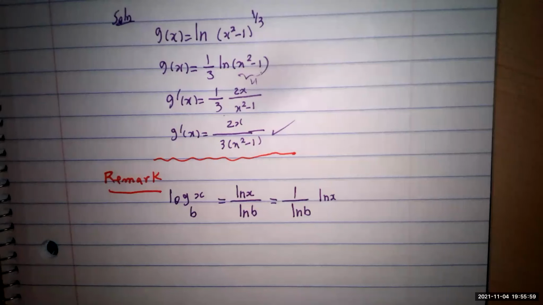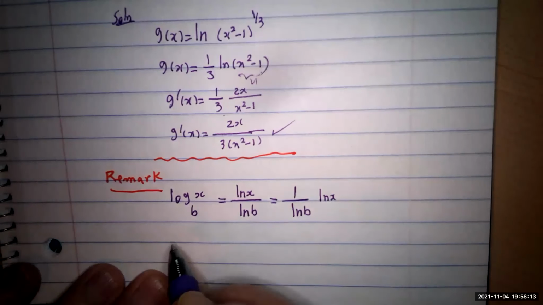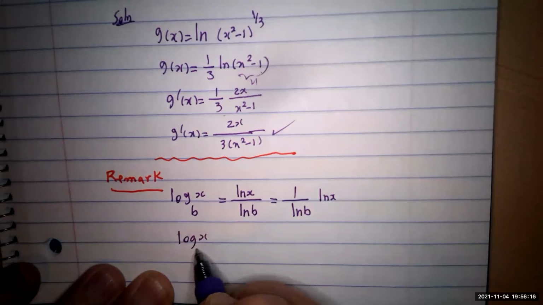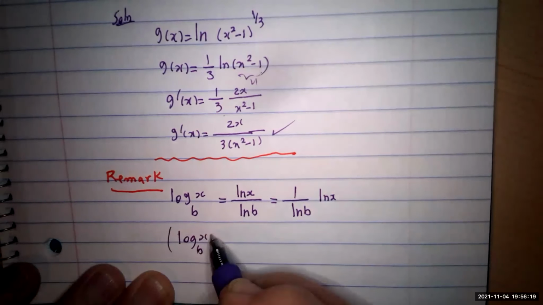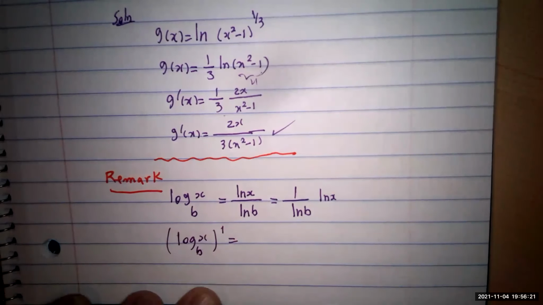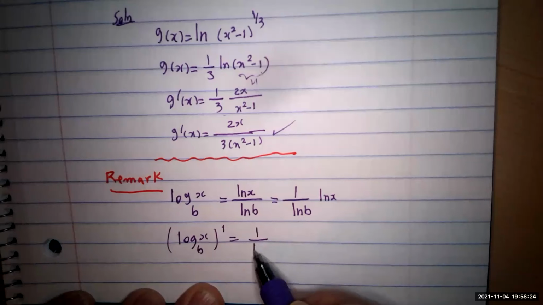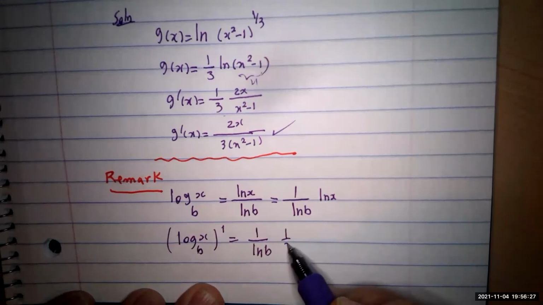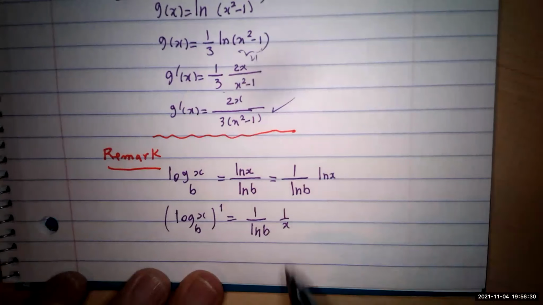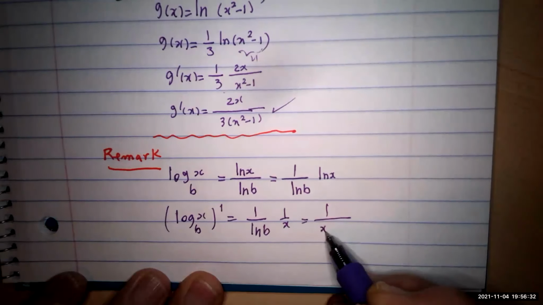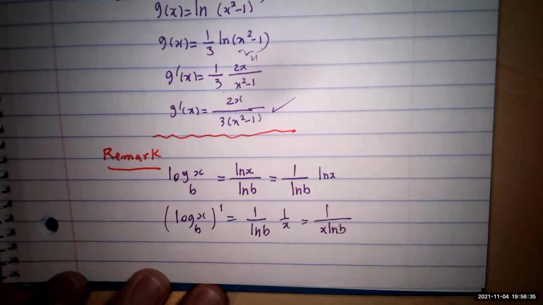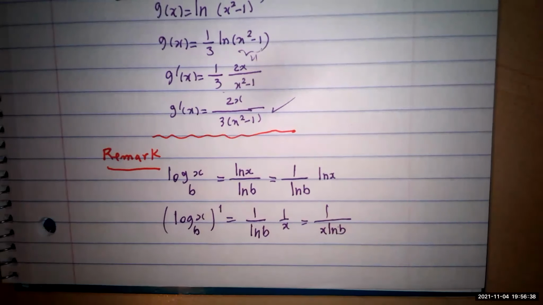What does it mean? If you want to find the derivative of this function, you have to find the derivative of this one. But 1 over ln b is a number. You just find the derivative of ln x, which is 1 over x. That's the reason that we use the ln function. So the derivative is going to be 1 over ln b as is, times 1 over x. Or if you like, you can write it as 1 over x ln b. So this is the derivative of this new function.